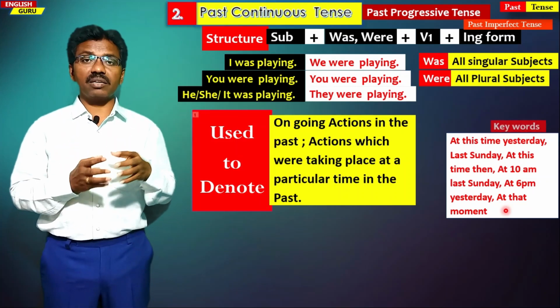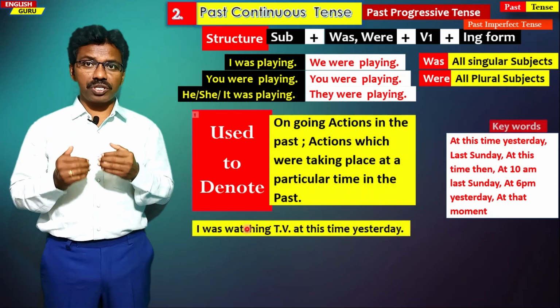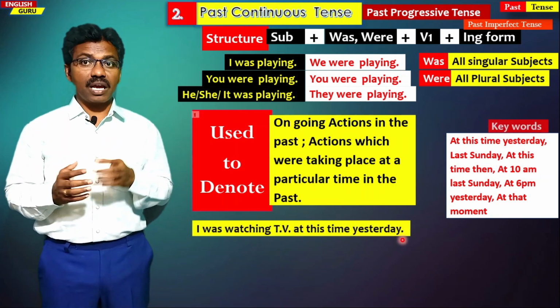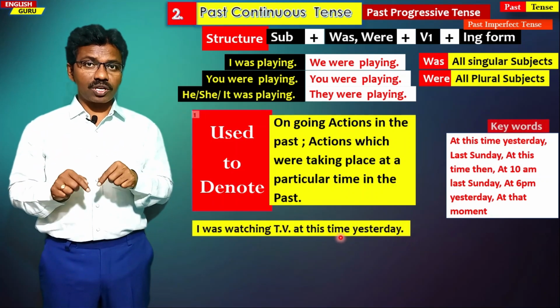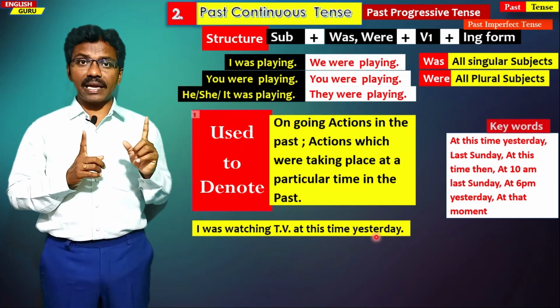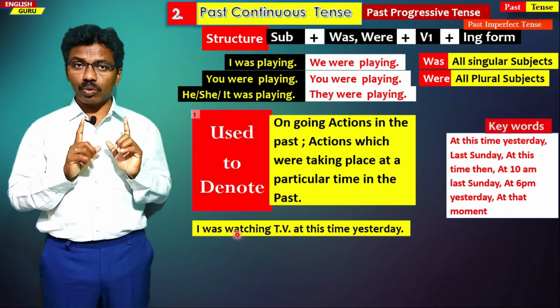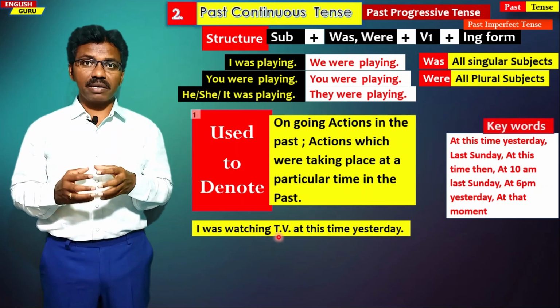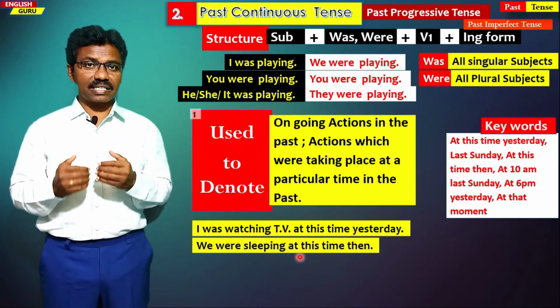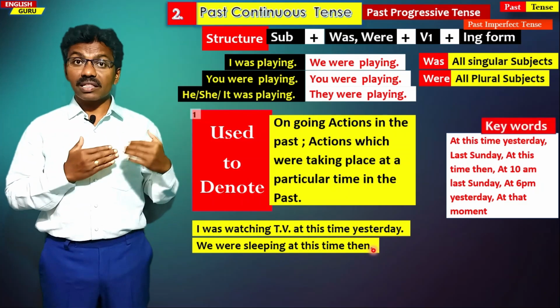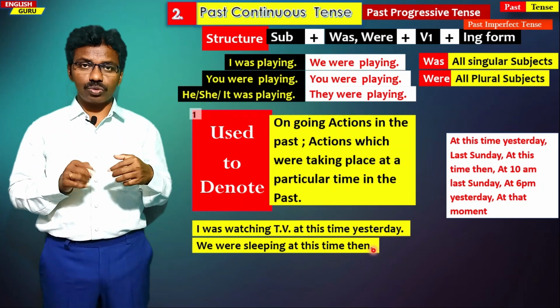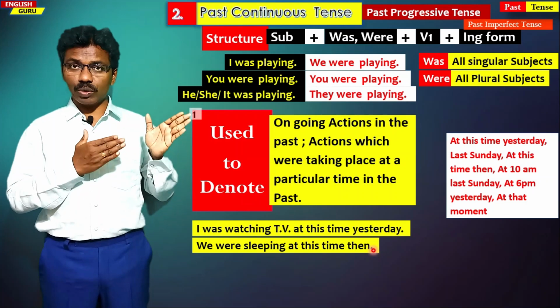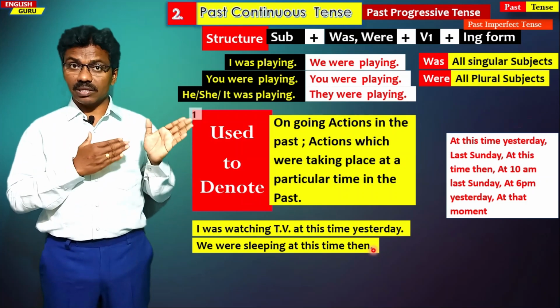And if you take them in examples, I was watching TV at this time yesterday. So today you are talking about yesterday's activity. At that time yesterday you were watching TV. Right now you are not doing it, right? In a similar manner, we were sleeping at this time then, not now. So that was the past activity. You were continuing at this time then.